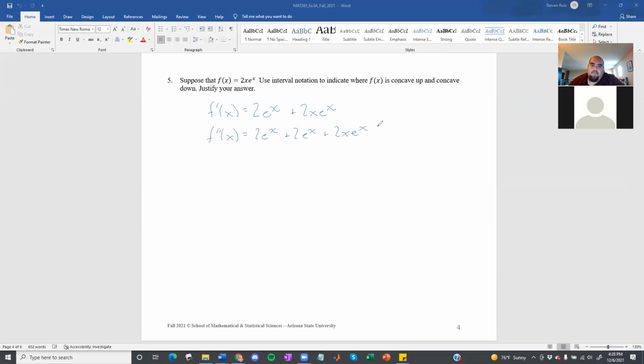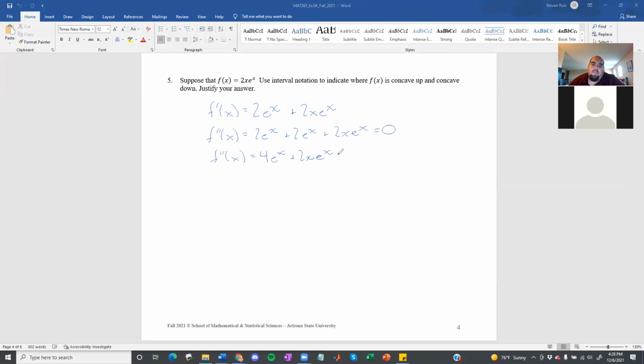Okay. Is there any way to combine that, by the way? Yeah. So could we say 4e to 2x? No, just 4e to the x. Okay. Plus 2x e to the x. Yep.